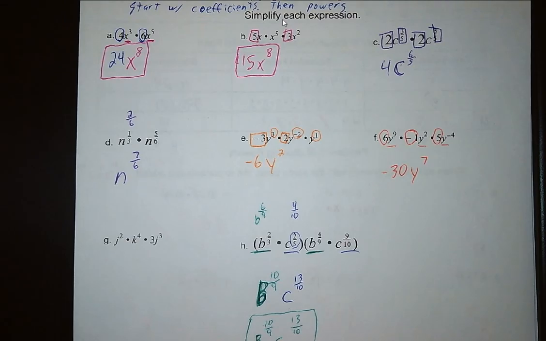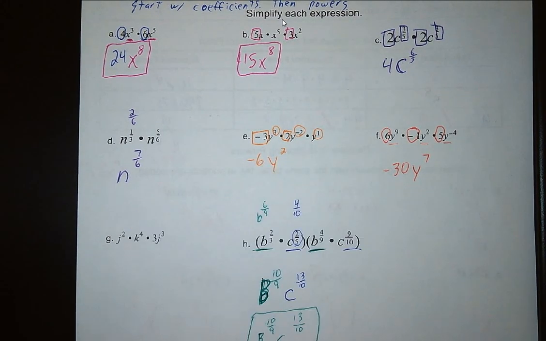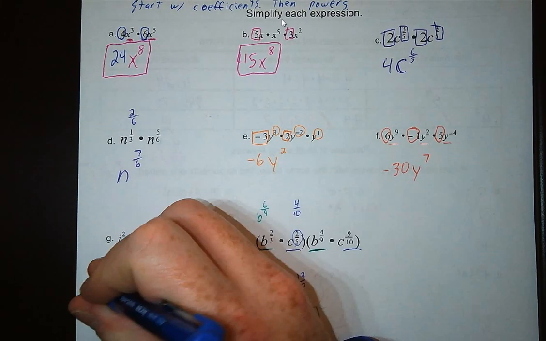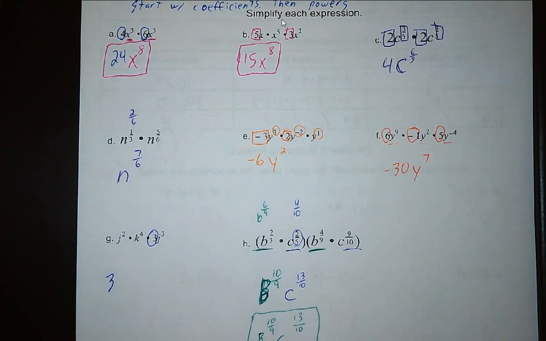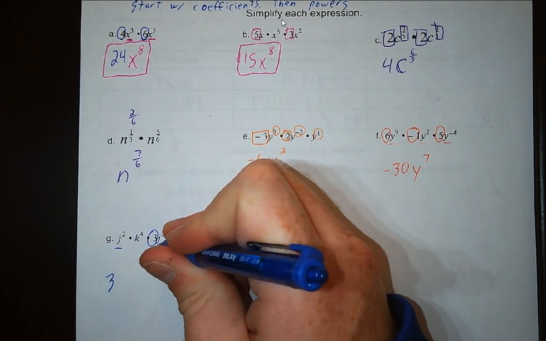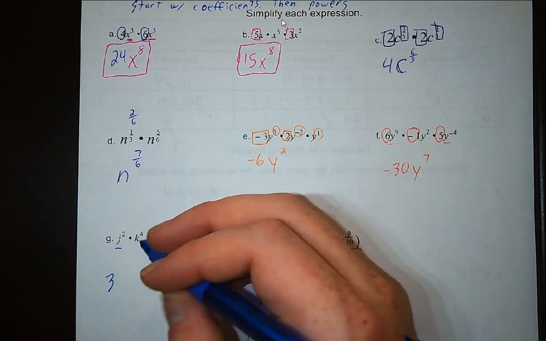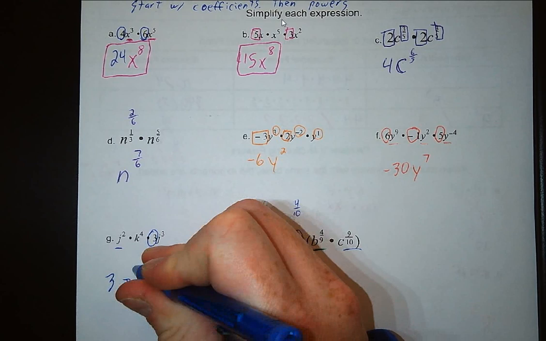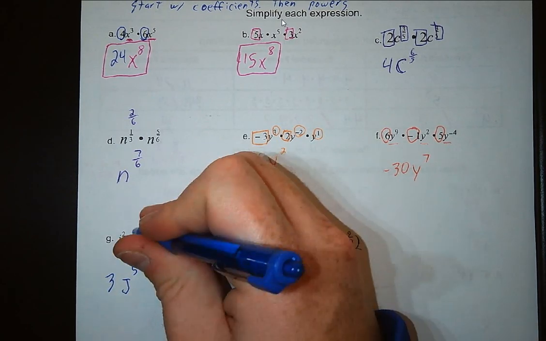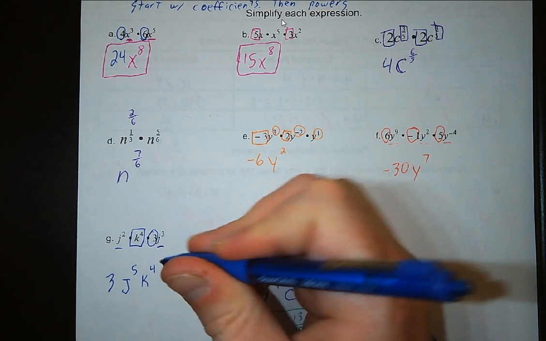Okay, letter G, we've got a coefficient out in front here. So we're going to start off with that one. We only have the one coefficient, so it just says 3. Our next term, we've got a j, so we've got j to the second and j to the third. So we have j to the 5th power. And our last term of k, we're going to have k to the 4th power because it's not being multiplied by anything.